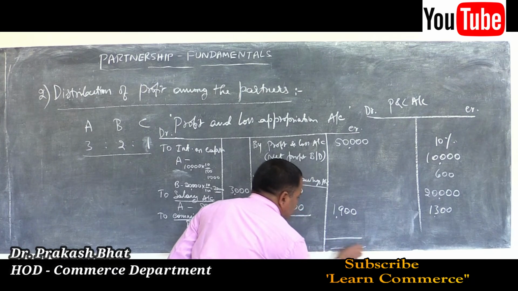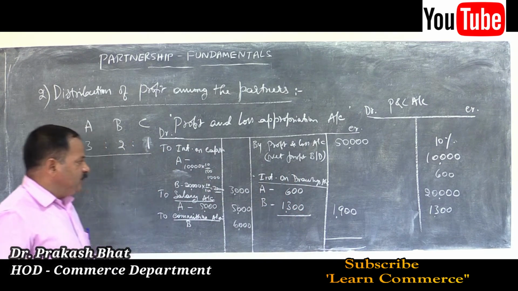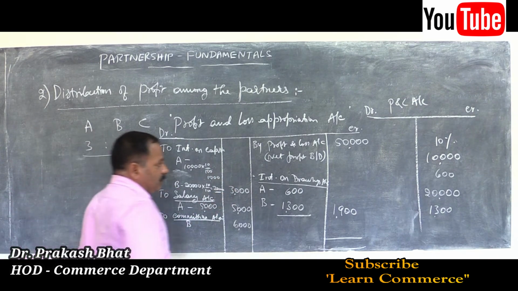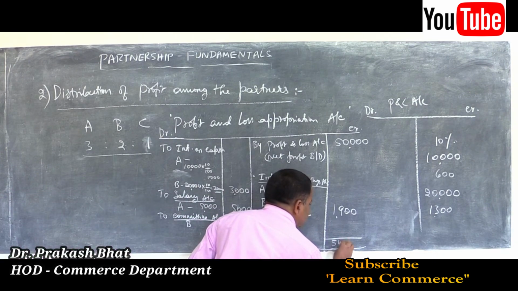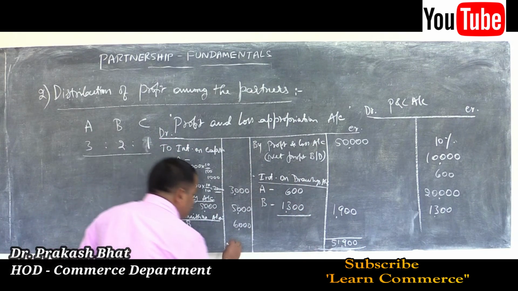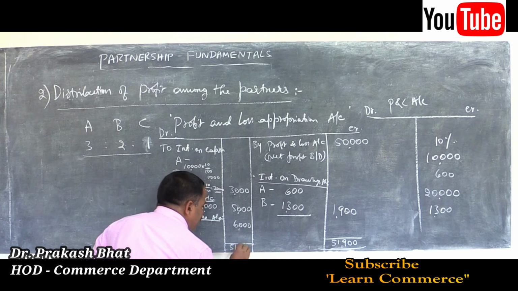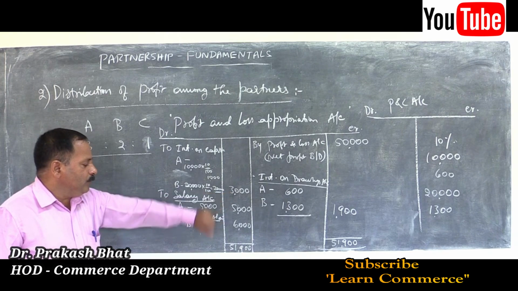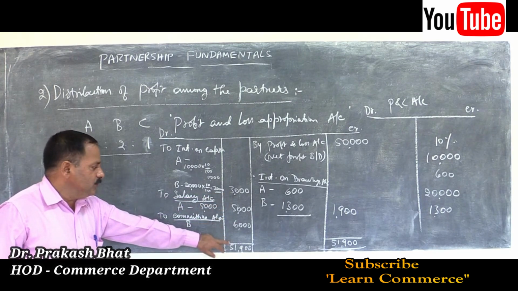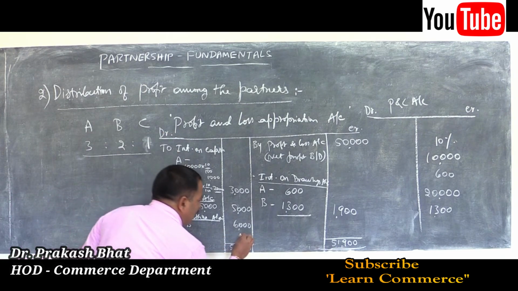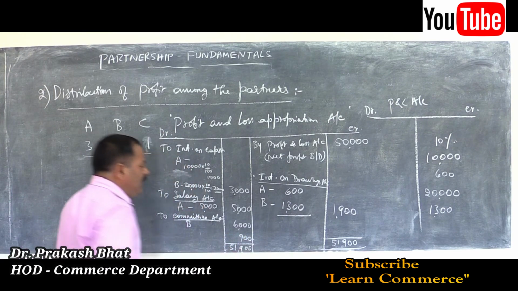We will close this. We will see which side is greater. In this case, if you roughly calculate it, credit side is greater. So, try to remember, credit side first, 51,900. Write the same total on the other side, 51,900. Find out the difference. It will be 14,000 this side. So find out the difference and transfer it to the capital accounts of the partners.